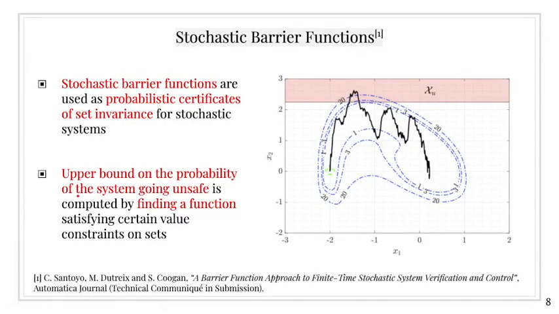To compute these bounds, we first need to introduce the concept of stochastic barrier functions. Stochastic barrier functions are tools which are used to provide probabilistic guarantees with respect to a stochastic process in a Lyapunov-like manner, that is, without any explicit computations of trajectories or reachable sets. In particular, by finding a barrier function satisfying certain value constraints on sets when evaluated against a stochastic process, one can determine an upper bound on the probability for the process to reach any given region of the state space from some set of initial conditions. Stochastic barrier functions have been established for both discrete time and continuous time systems, and for both finite time and infinite time horizon processes.